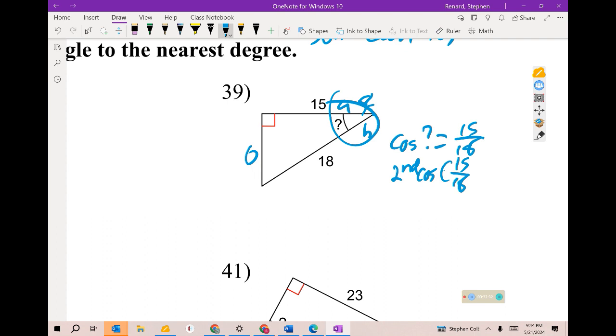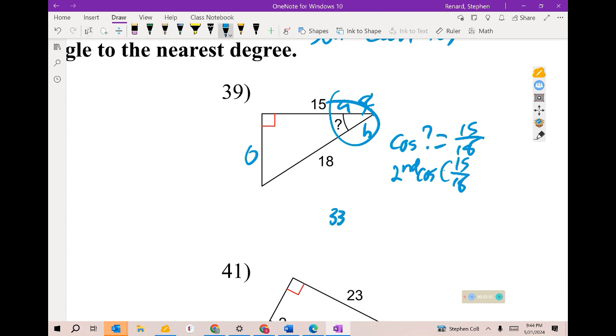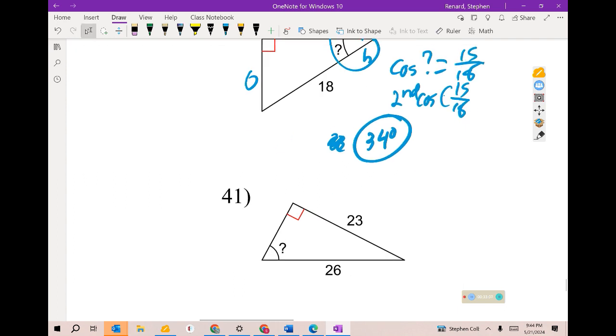So we're going to go second cosine, 15 divided by 18. And when you do that, you should get about 33.6. Let me double check. Yeah, 33.6 degrees. But it says to the nearest degree, so we go 34 degrees. 41.